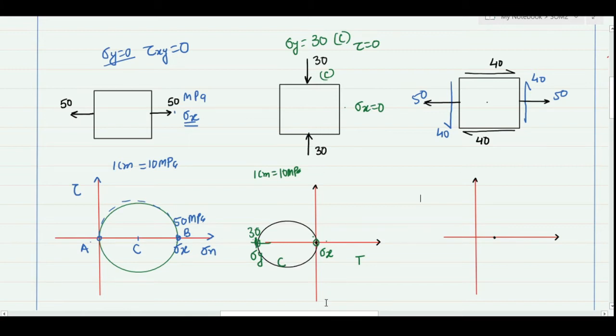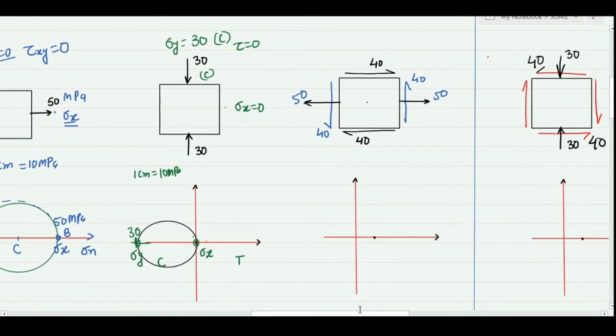Similarly, if I have a combination of two stresses, for example in the third case I have a shear stress of magnitude 40 and a normal stress acting along the x direction of magnitude 50, but no stress acting on the top surface, so my sigma y is 0 here. When I start making my Mohr circle, first I will mark my horizontal normal stress on the normal stress axis, so it will be, let's say, 50 point.